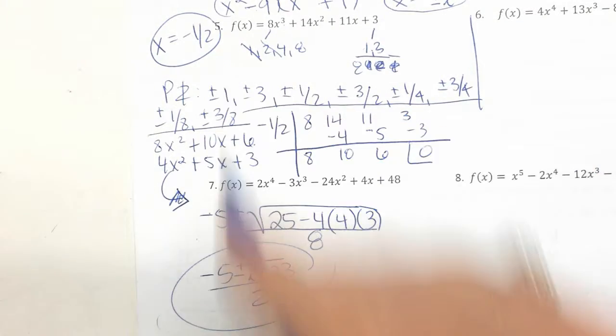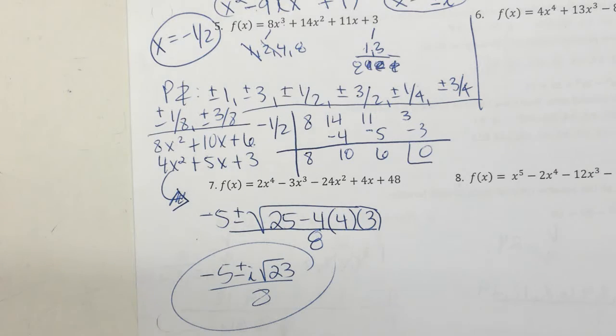So there's 1, 2, 3 solutions. What now? Any other questions on that one?